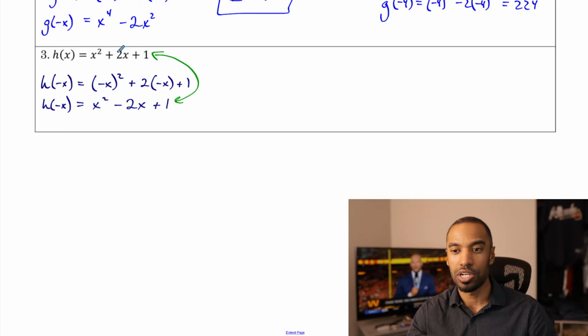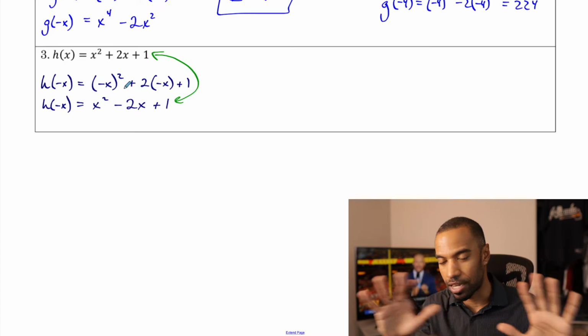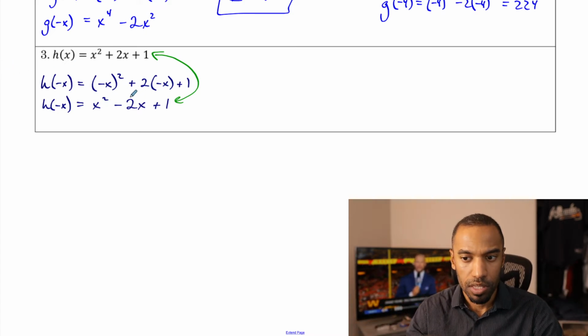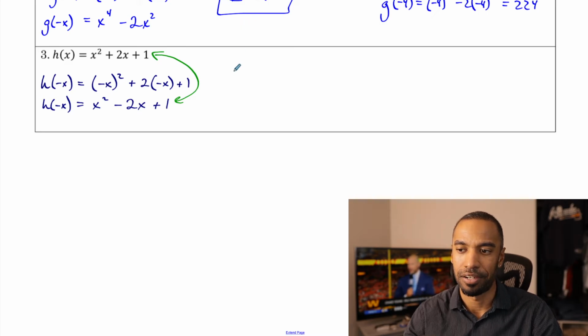Now, is it an even function? Unfortunately not. There's a plus 2x here and a minus 2x here. They'd have to be identical to be even. This is a case of neither. It's not exact opposite. It's not exact same. It is a neither case.